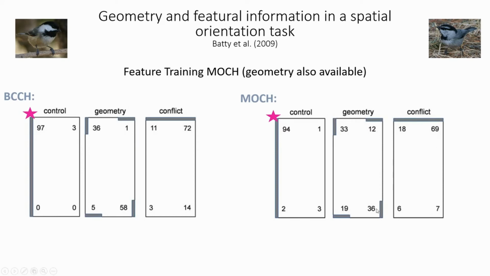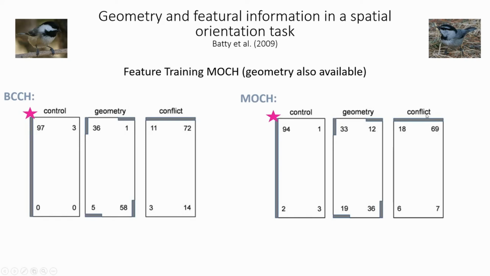But our mountain chickadees are almost doing a semi-even split between all of these corners. So they are still slightly higher in their searches in the geometrically correct corners, but that's a lot of searching in the geometrically incorrect corners. So this tells us that they're probably relying a lot more on feature.